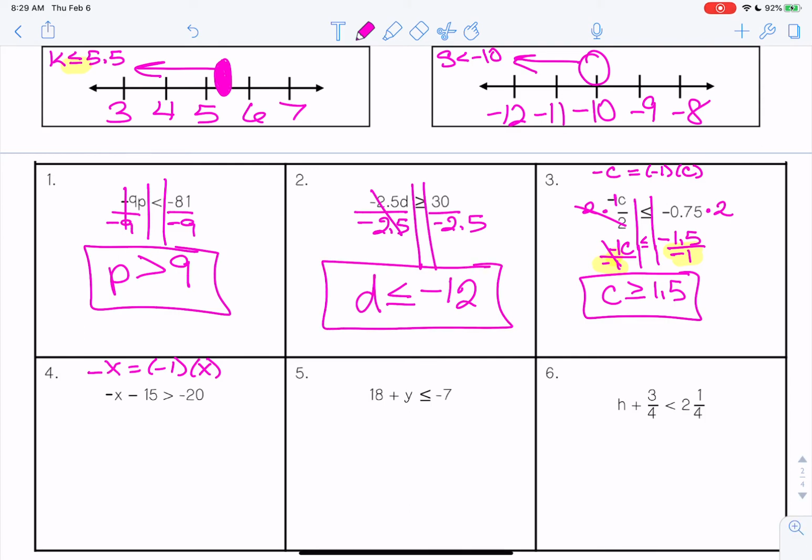For 4, draw the river. The opposite of subtraction is addition.